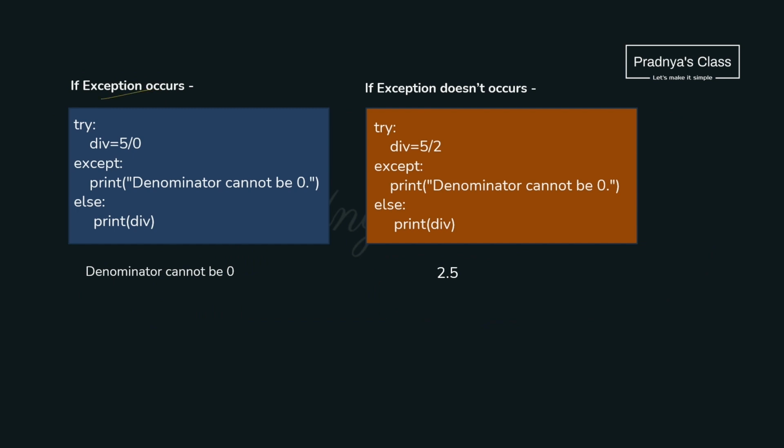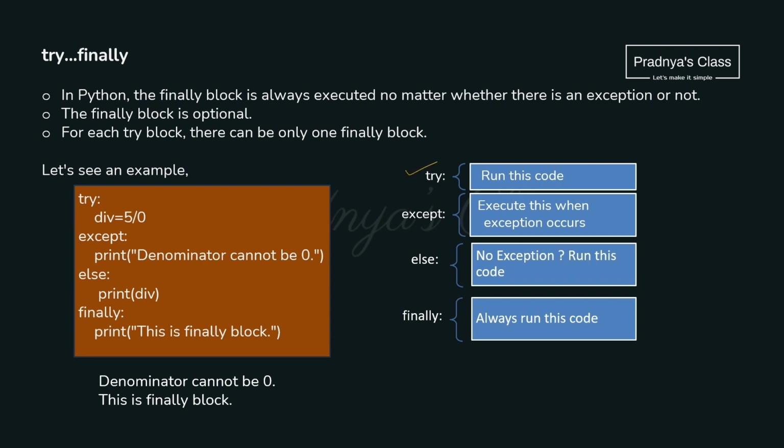Look at this example. We know when we try to divide any number by 0, we will get an exception. So this block will get executed. But here there is no problem. An exception will not occur. That's why the control will not go to the except block. It will come to the else block. Here we are printing it. So we will get this output. We are clear with the try block, except block and the else block.